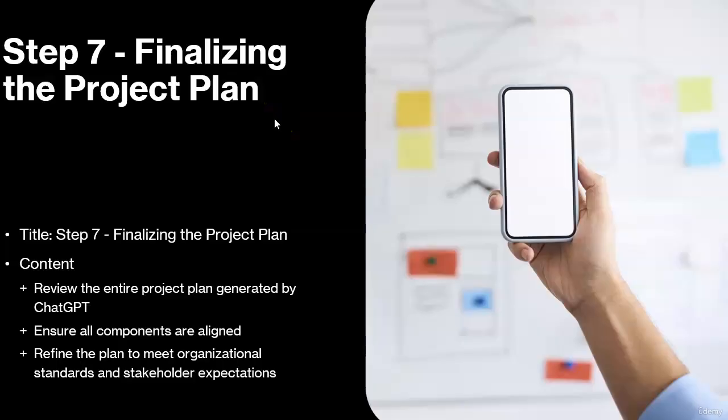Finally, we arrive at step 7, finalizing the project plan. So this is where you review the entire plan generated by ChatGPT. Make sure that all the components, objectives, WBS, timeline, resources, risks, and communication are aligned and cohesive. Refine the plan to meet your organizational standards and the expectations of your stakeholders.